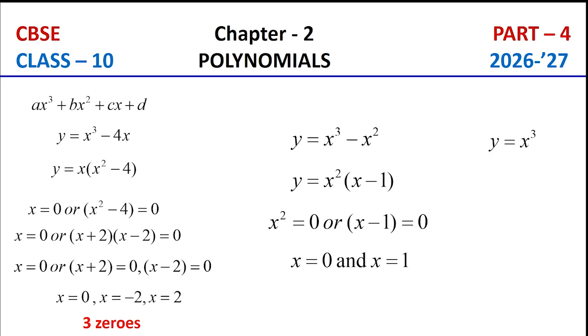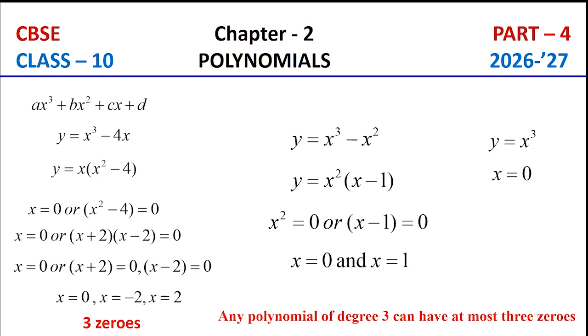Now look at the third example, y equal to x cube. That means here nothing is there to factorize. So x equal to 0 is the only zero of the polynomial. That means from these three examples we can understand that any polynomial of degree 3 can have at most 3 zeros. Now we will see the graph of these three examples.